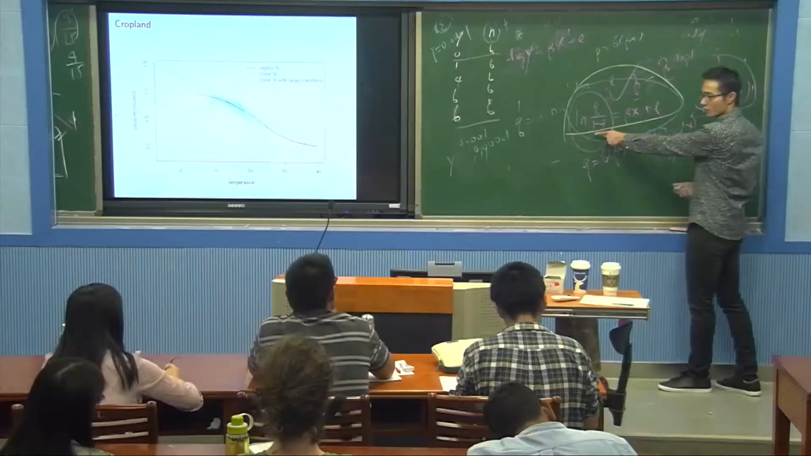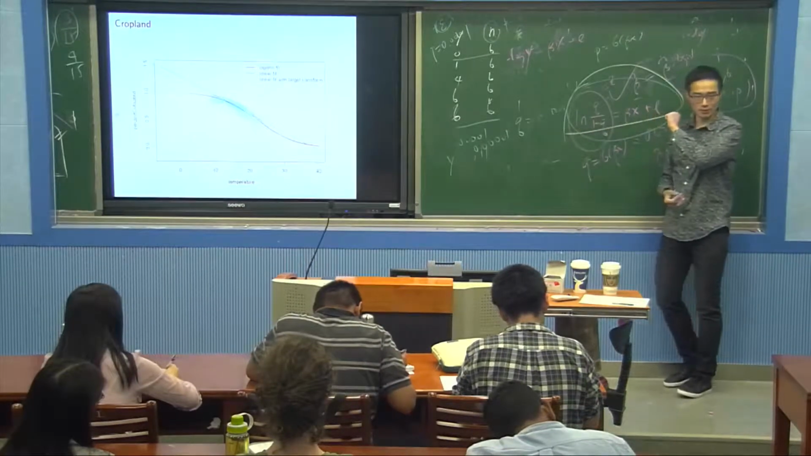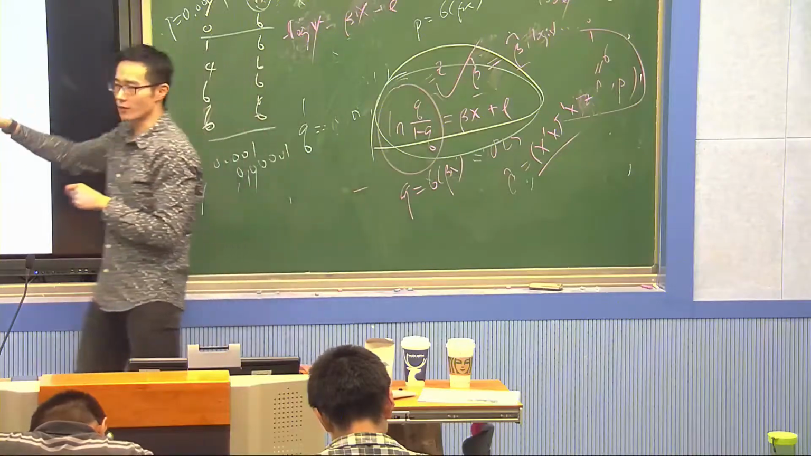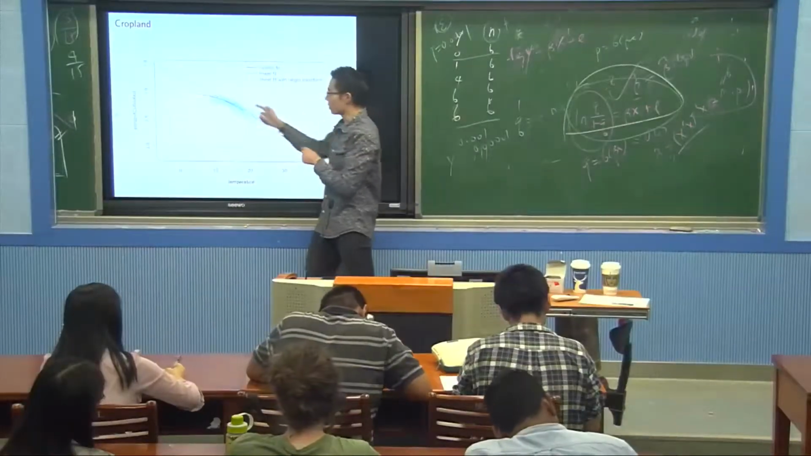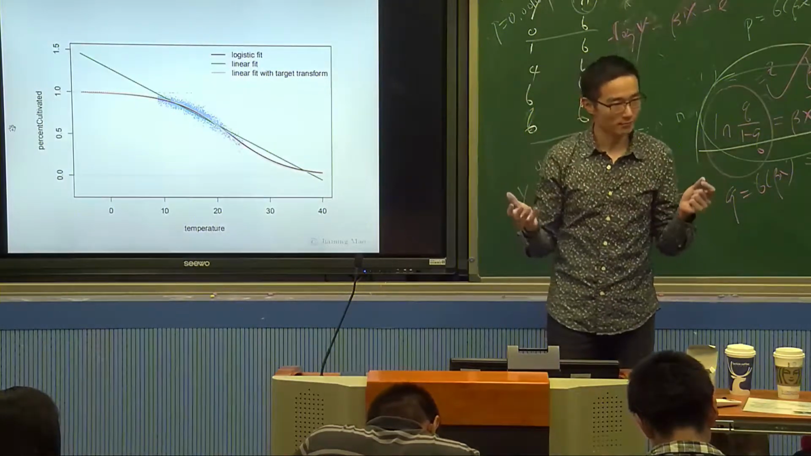Here, what I'm doing is a target transform. I'm transforming q into log of q divided by 1 minus q. So that's why I call it a linear fit with target transform. And you can see that it gives you almost the same fit as logistic. But this is only true if you have large n.